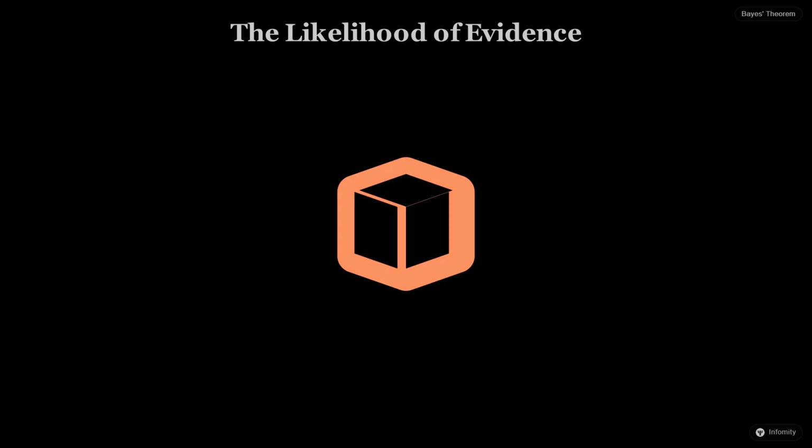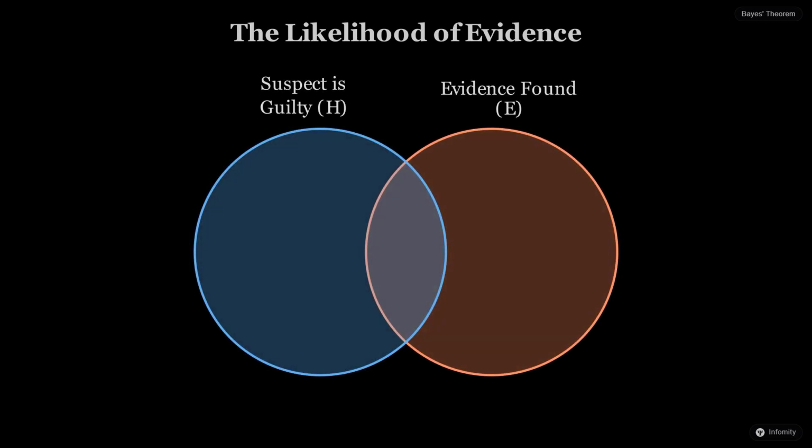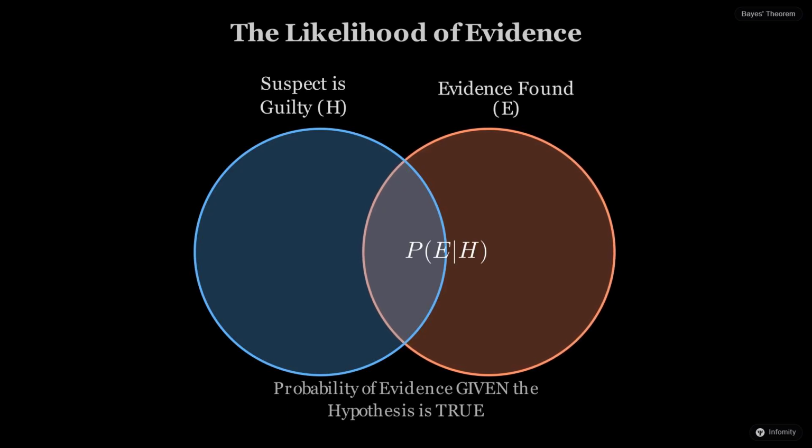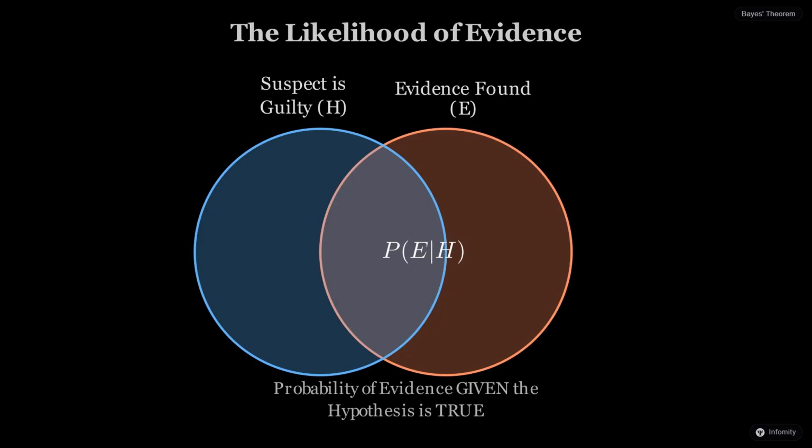It has a likelihood. We must ask, if our suspect were actually guilty, how likely is it that they would leave this specific fingerprint? Think of it like a filter. If the suspect is very careful, the likelihood of finding a print is low, even if they are guilty. This conditional probability, the chance of seeing the evidence given that the hypothesis is true, is the second key ingredient in our formula.